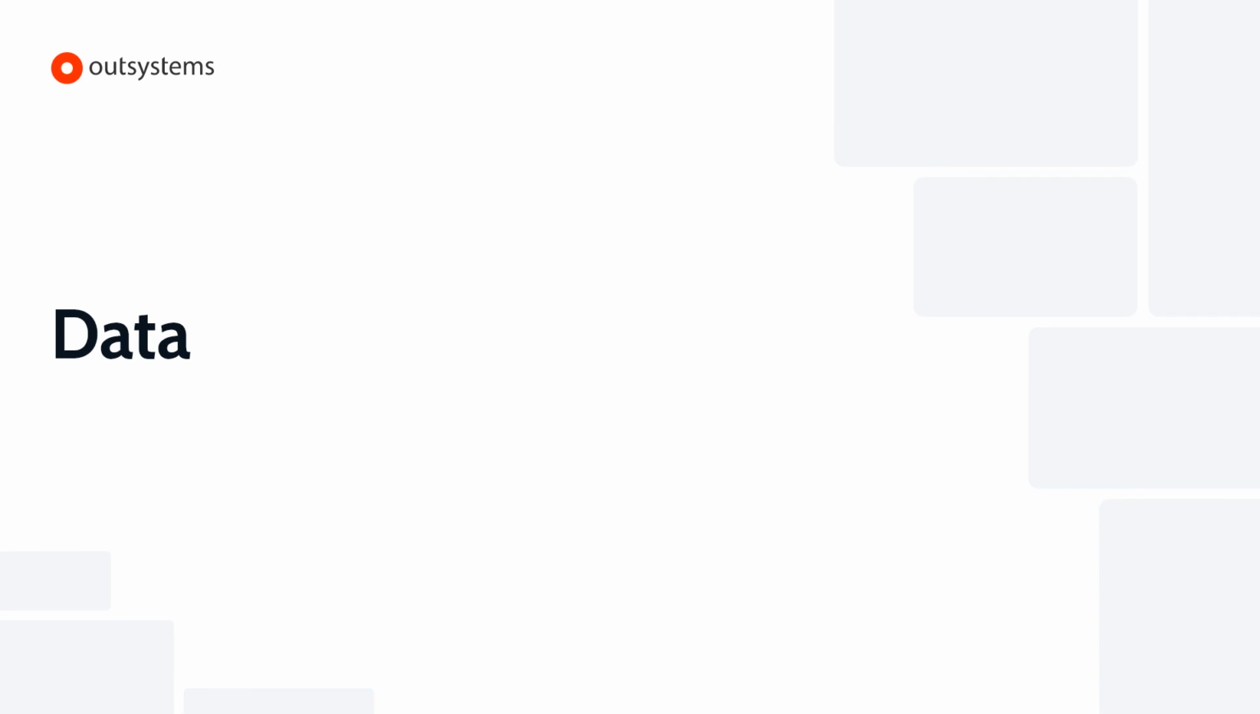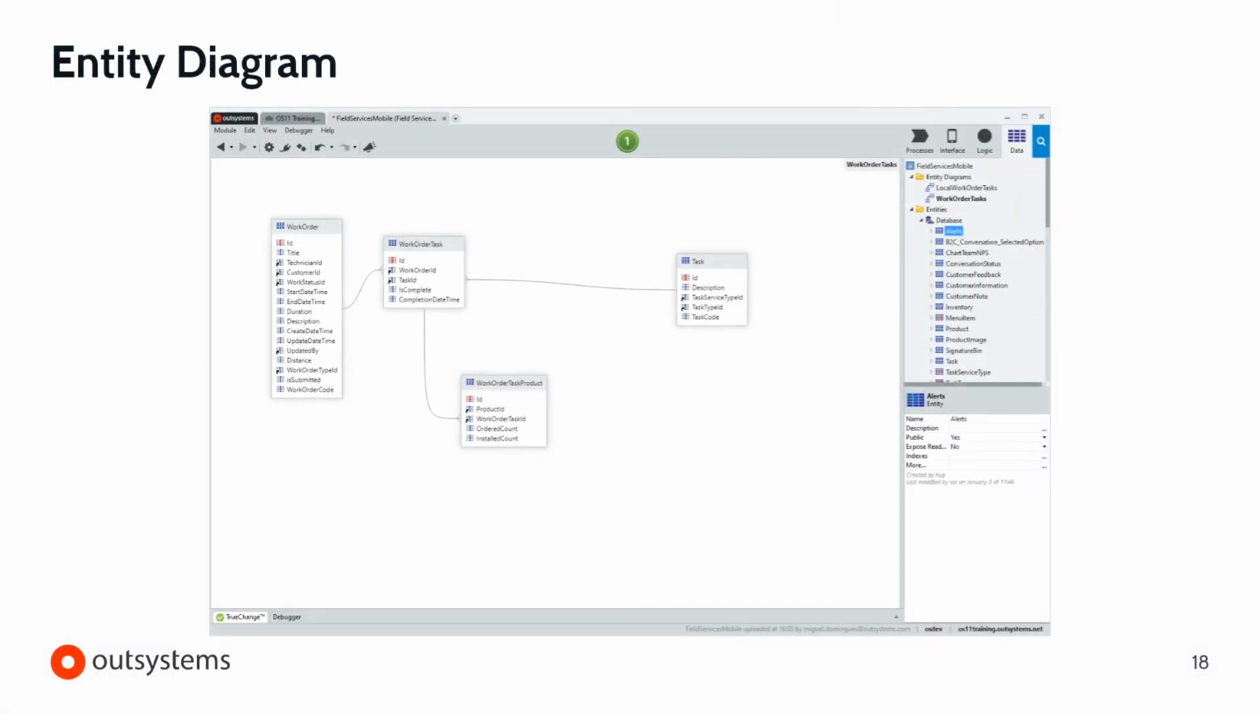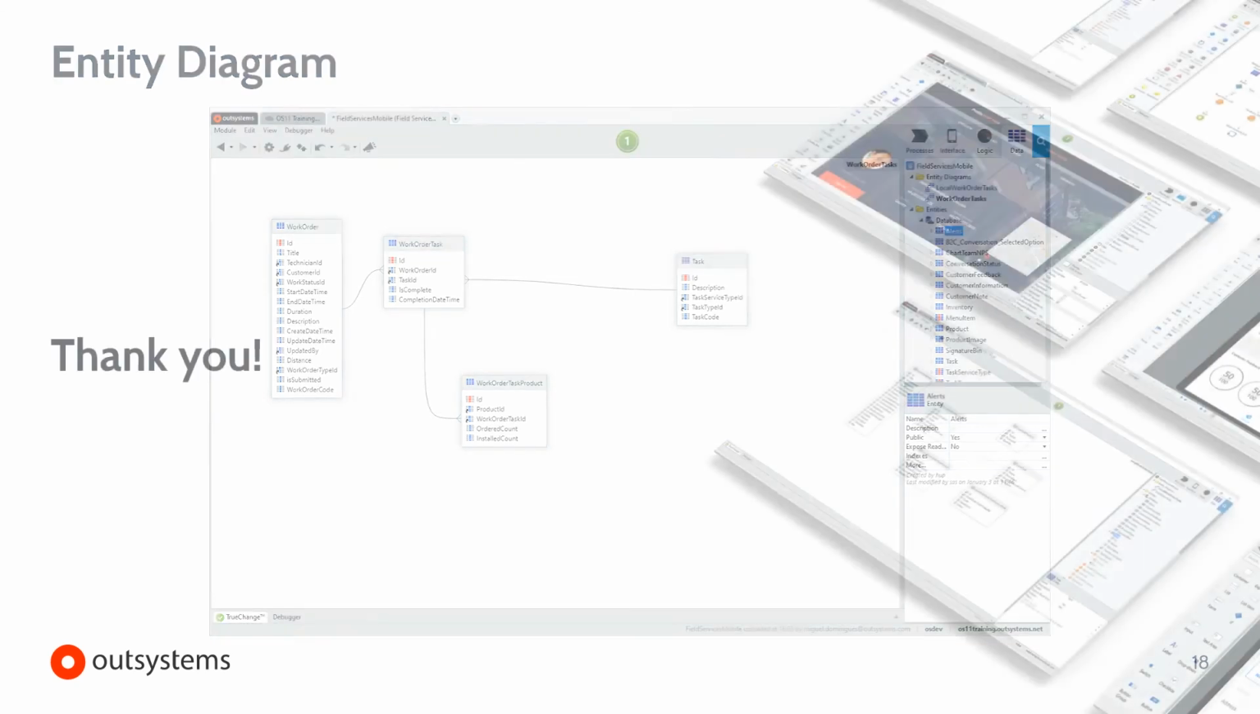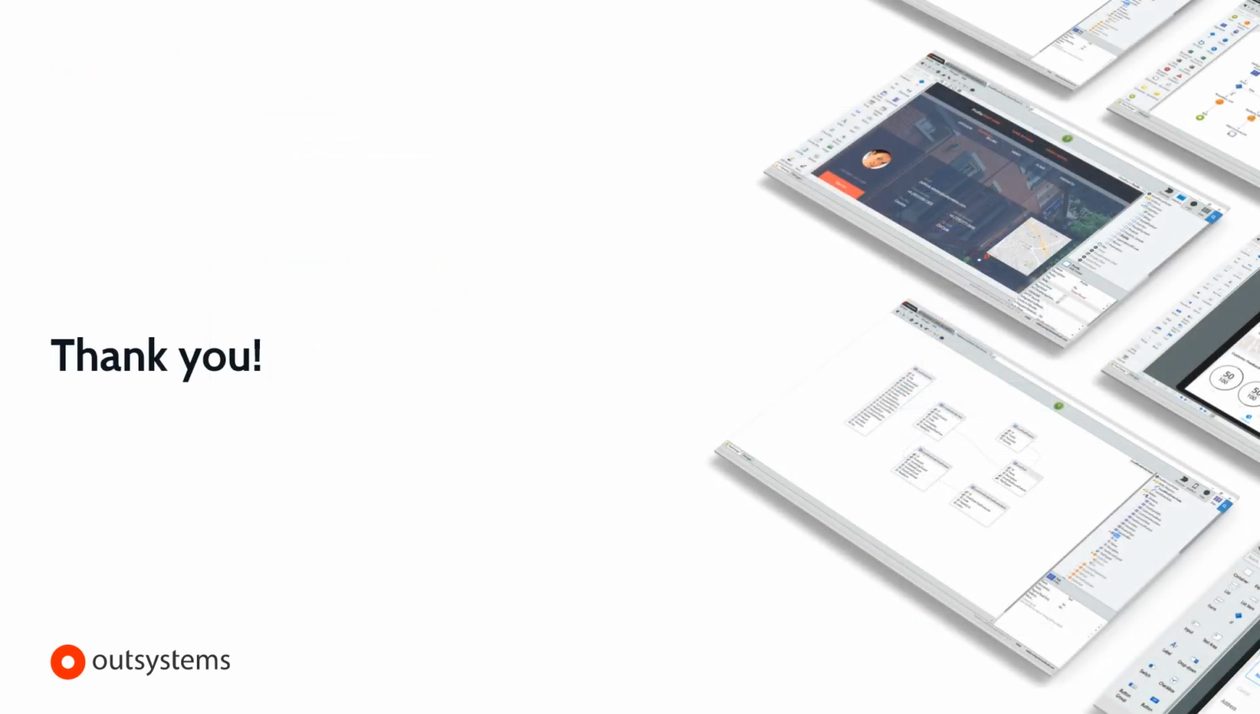Finally, let's go over the data layer. We can open entity diagrams and see a visual representation of the data model and the entities created. That is the database tables. Data elements can be managed entirely on the elements tree to the right. And that's it for the Service Studio walkthrough.